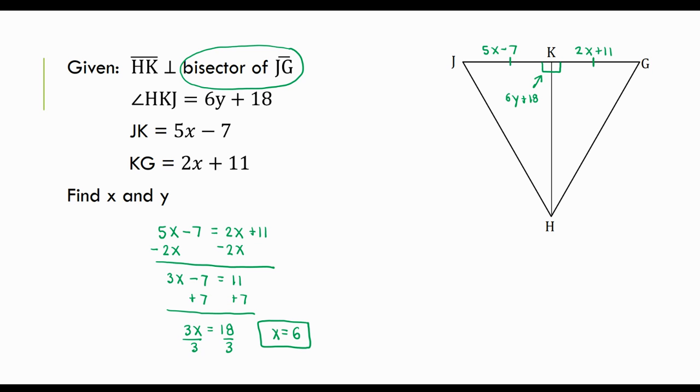We also have to find y. The only expression with y is representing an angle. The angle that it represents is a 90-degree angle. So I get to set 6y plus 18 equal to 90. So I'm going to subtract 18 over to the other side. That gives us 6y to equal 72. I'll divide both sides by 6, and so 72 divided by 6 gives us 12. And there are my two answers.